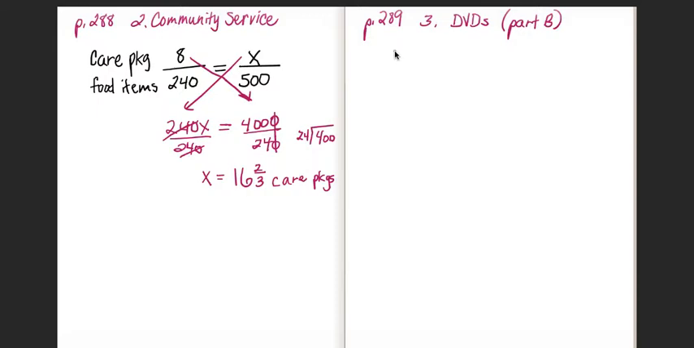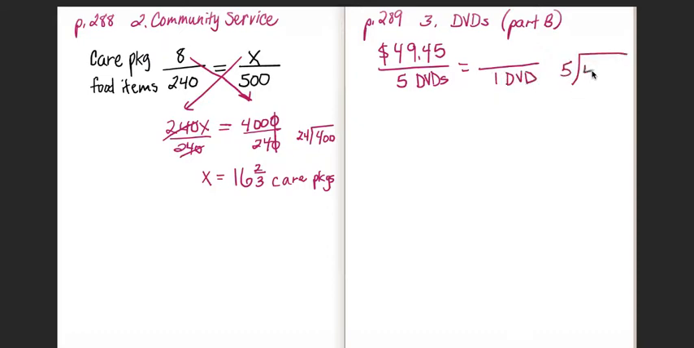So the first thing we need to do is actually, if you remember, find the unit rate, or in this case it's a unit price. So it told us that $49.45 is what he pays for 5 DVDs. So if you remember, we know how to find unit rate, or unit price in this case, the cost for 1 DVD. So we would divide 5 into 49.45. When you do that division, you'll get $9.89. So that's our unit price.